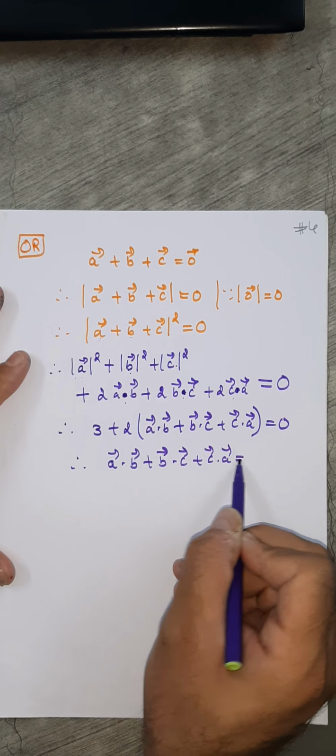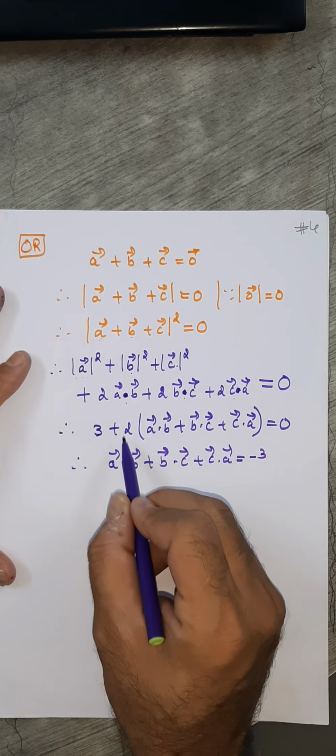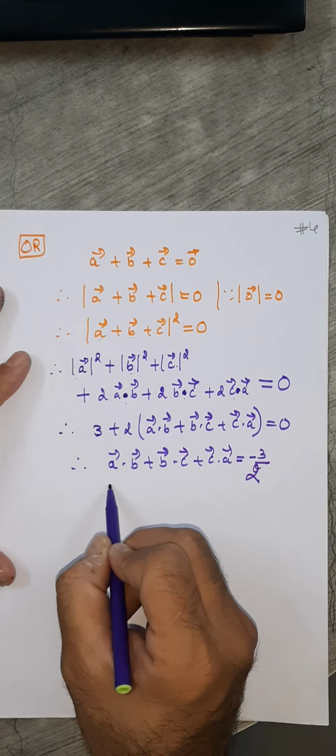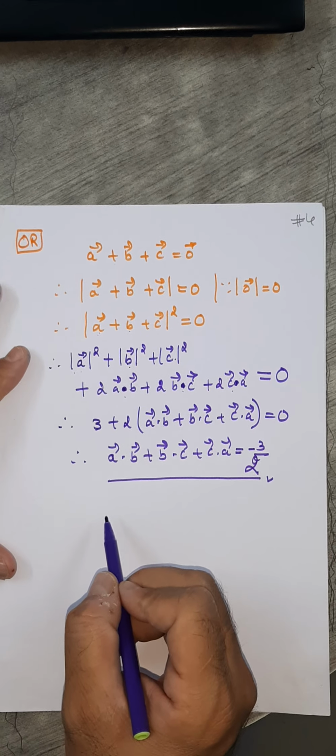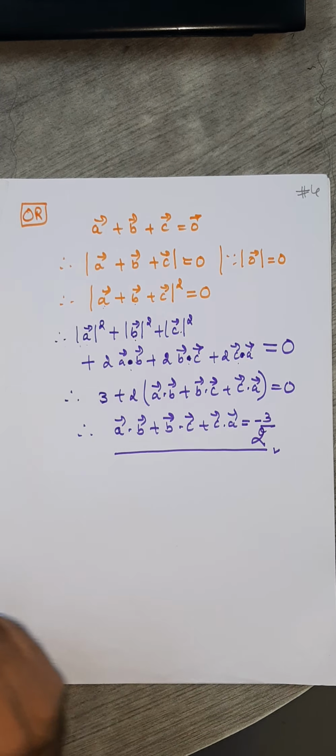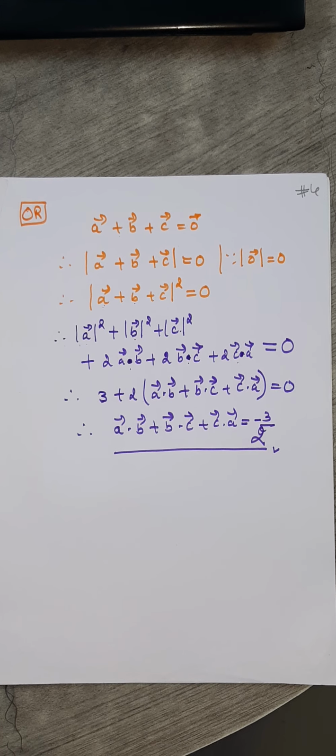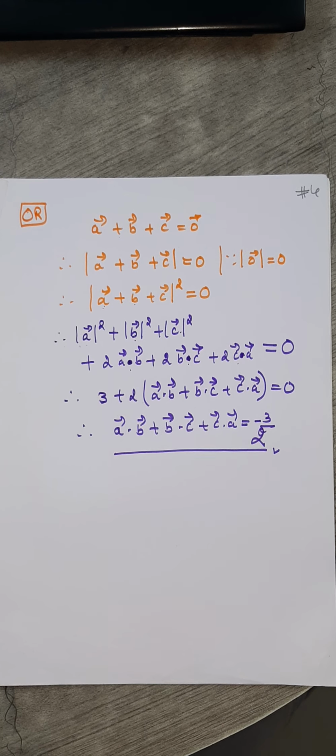So what we'll get from this? Take 3 on the other side, 2 down. So this is another way of doing the same question if you want to do. Just have shown for you. Okay.